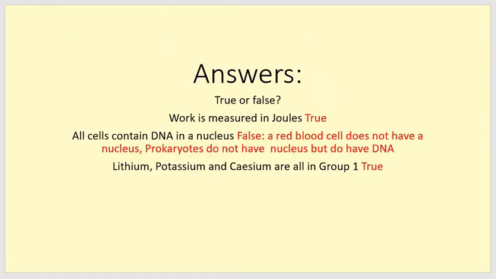And here are the answers. Work is measured in joules. True. All cells contain DNA in a nucleus. False. Red blood cells don't have a nucleus. They have lots more room for hemoglobin to carry oxygen. Prokaryotes do not have a nucleus, but they do have DNA in a loop.